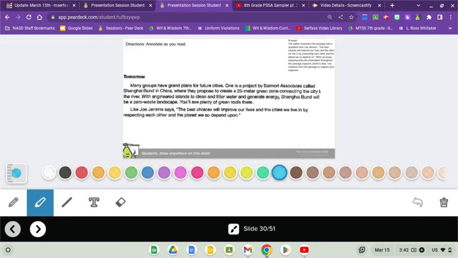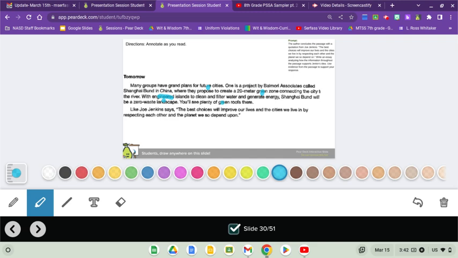Slide 30. Tomorrow. Many groups have grand plans for future cities. One is a project by Balmori Associates called Shanghai Bund in China, where they propose to create a 20-meter green zone connecting the city to the river. With engineered islands to clean and filter water and generate energy, Shanghai Bund will be a zero-waste landscape. You'll see plenty of green roofs there.